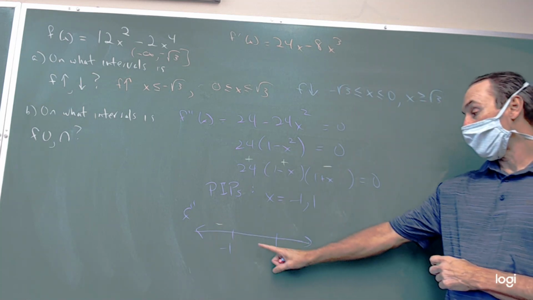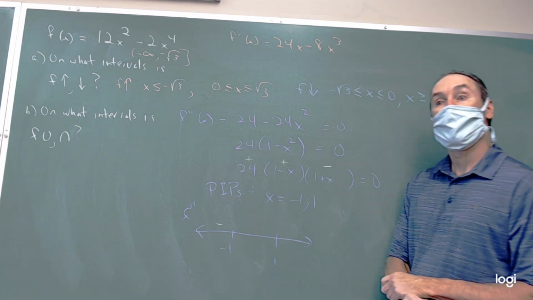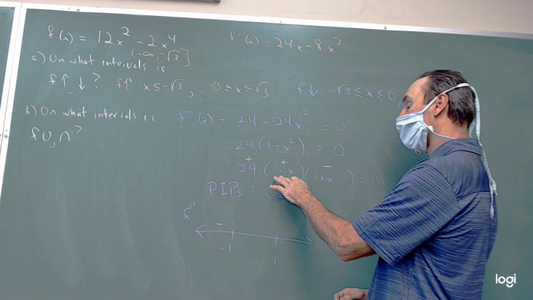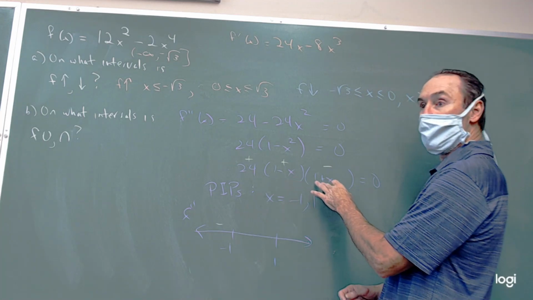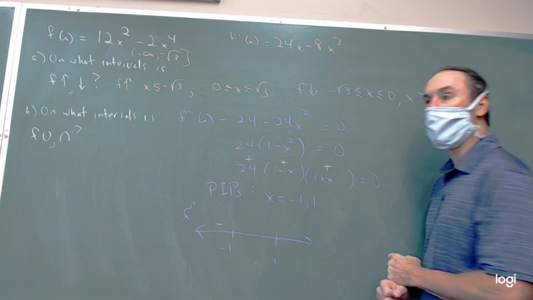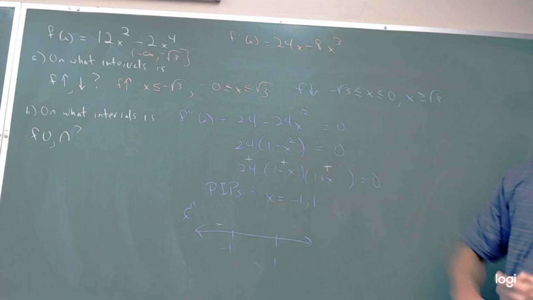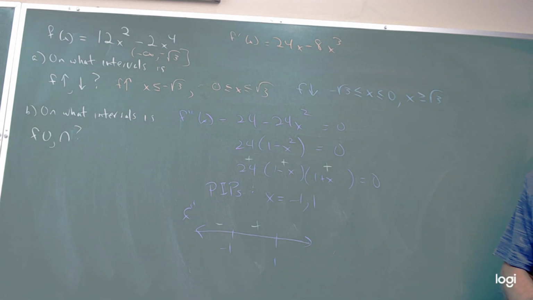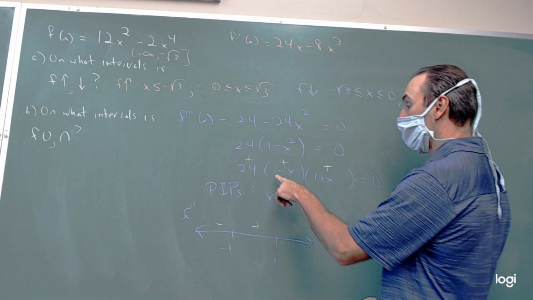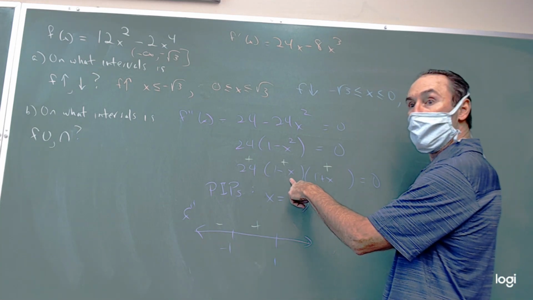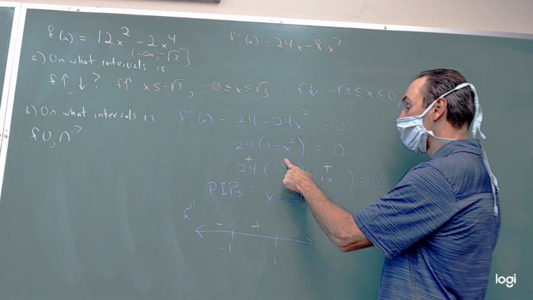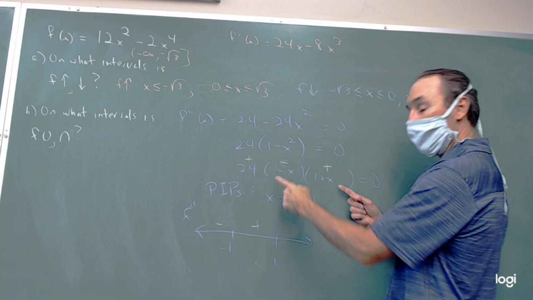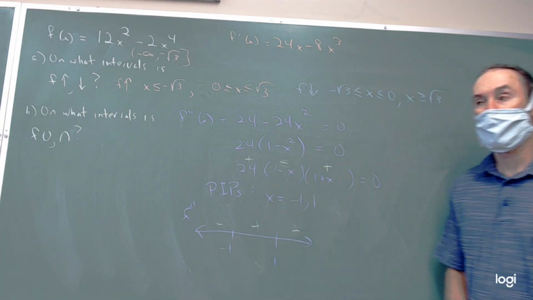A nice representative in the middle region would be 0. 24 is always positive. 1 minus 0 is still positive. And now 1 plus 0 is also positive. Product of 3 positives is positive, so we're positive in the middle. And far right's like 2. Now 1 minus 2 is going to be negative. The others remain positive. The product of 2 positives and a negative is going to be negative.